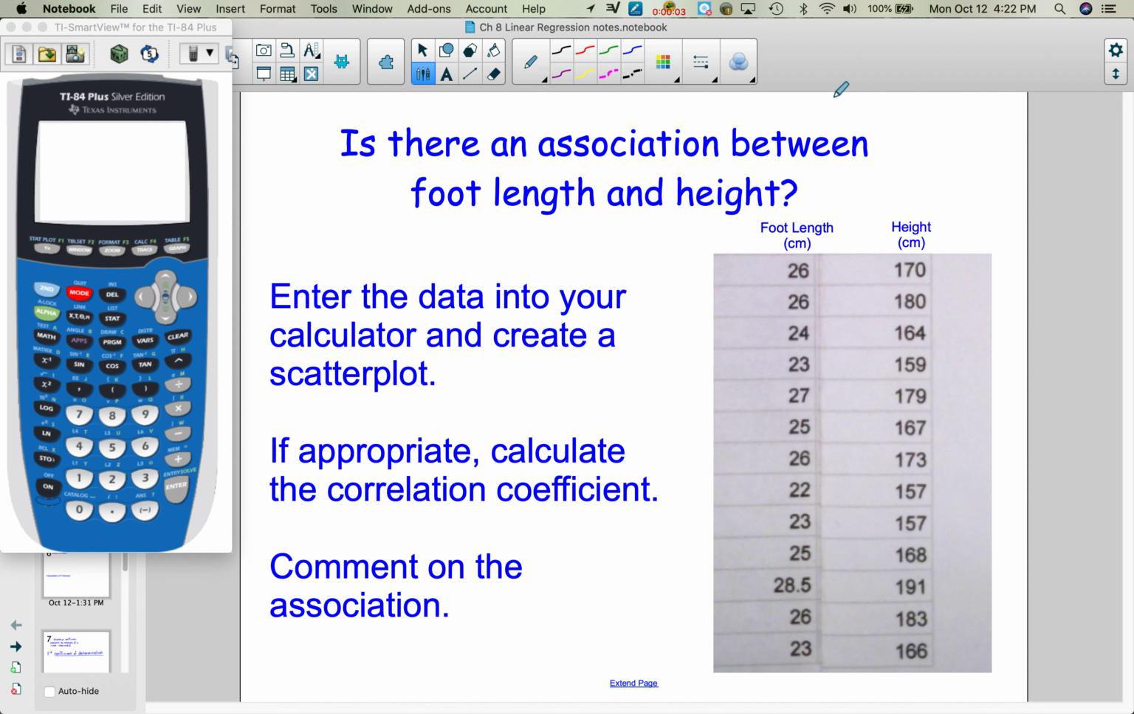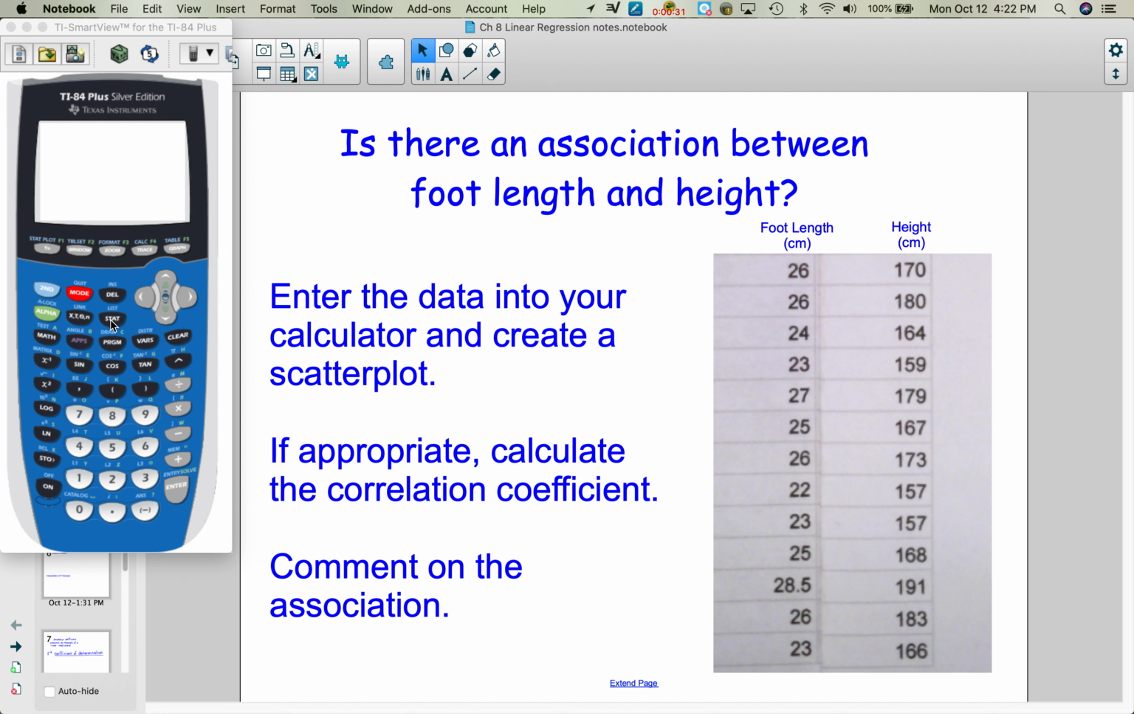All right, so we're going to look at whether there is an association between foot length and height. You might recall we did something like this in Algebra 2, where you measured your foot length and your height, and we looked at something like this. So the first thing you're going to do is enter the data into your calculator and then create a scatter plot. I did provide the notes that have the screenshots of what to do in case you've forgotten.